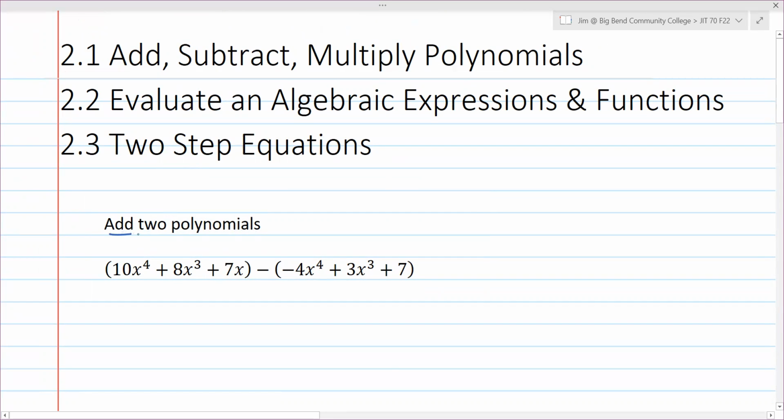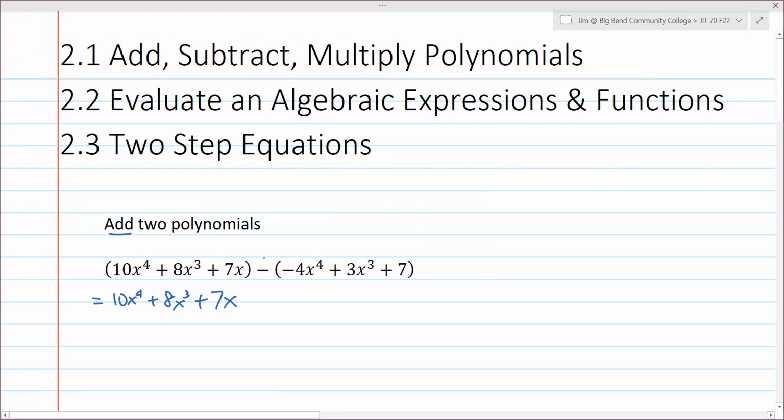So let's see, add two polynomials. That wording is straightforward. There's always a task for you to see exactly what to do. So you just have to add up all the terms, combine the like terms until you approach the right answer. All right, we can rewrite the equation. We have 10x to the 4 plus 8 times x cubed plus 7x.